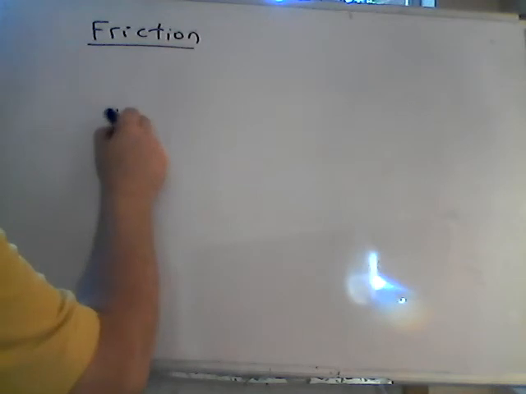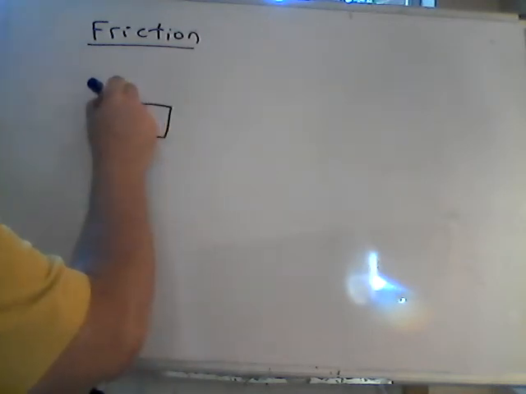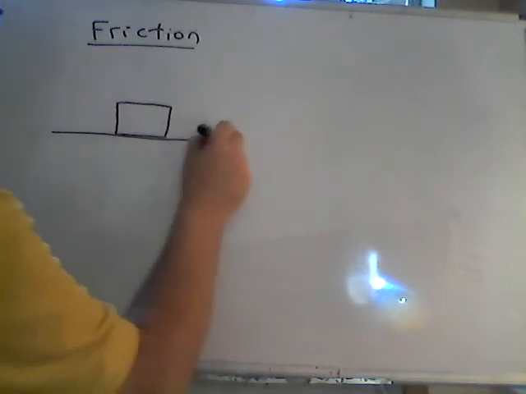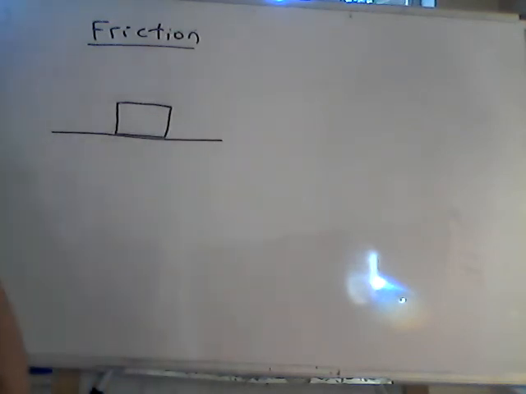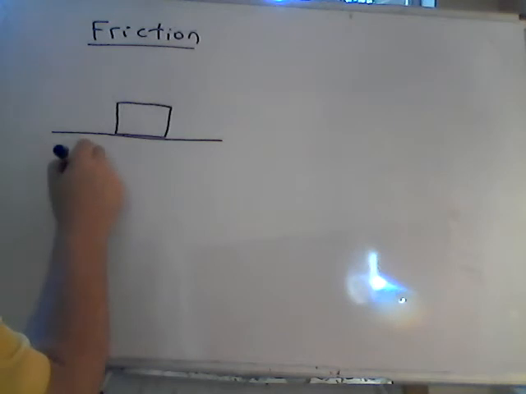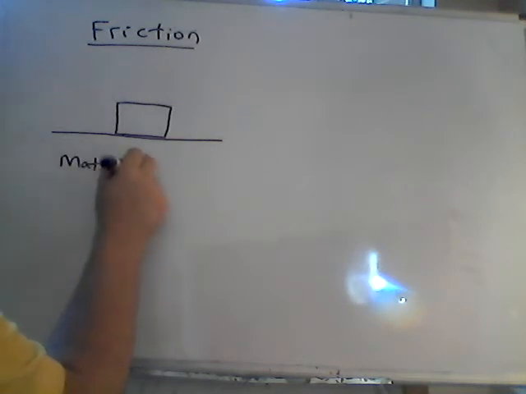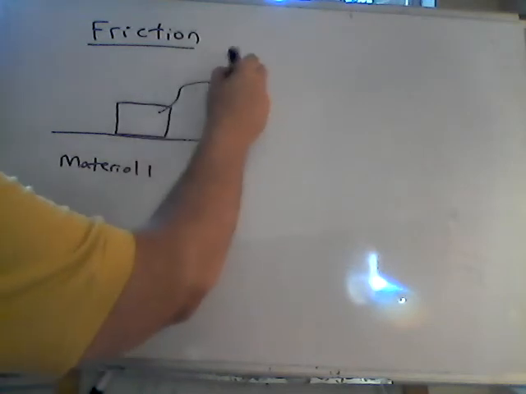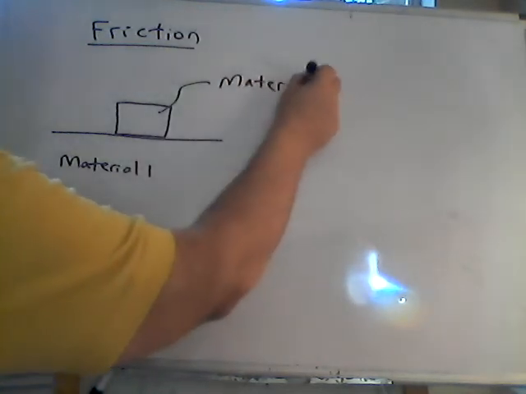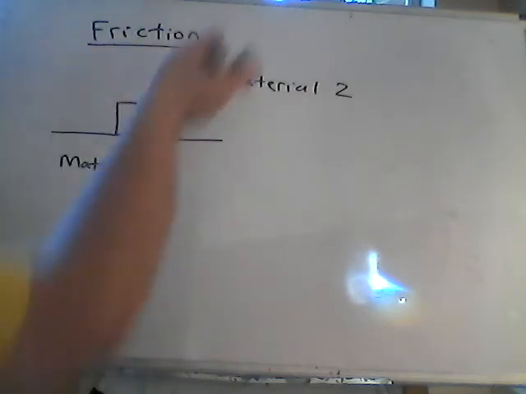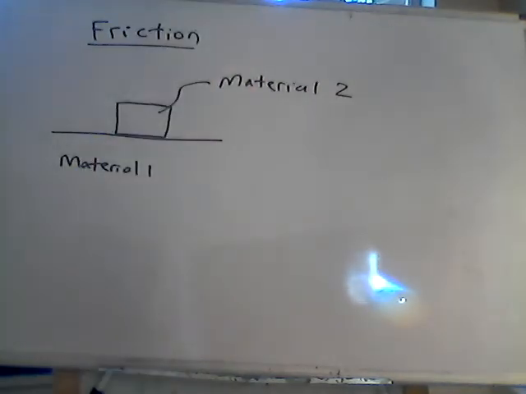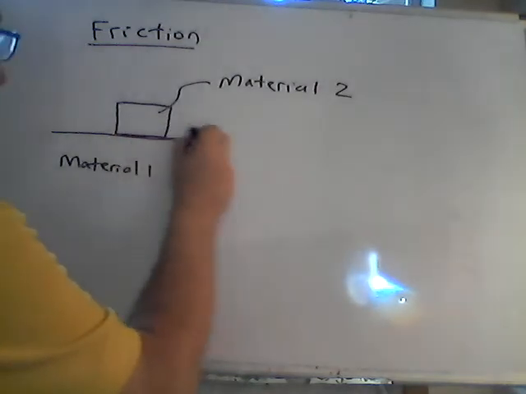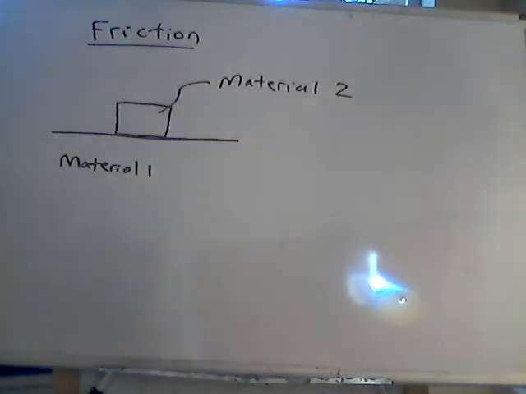So let's start off simple here. I have an object sitting on a floor or a surface, okay? This surface is made out of, let's say, material one, and say the object is made out of material two. I don't know, could be glass on wood or wood on steel or whatever it happens to be. And these two objects rub against each other, all right? Let's say this has a mass M.